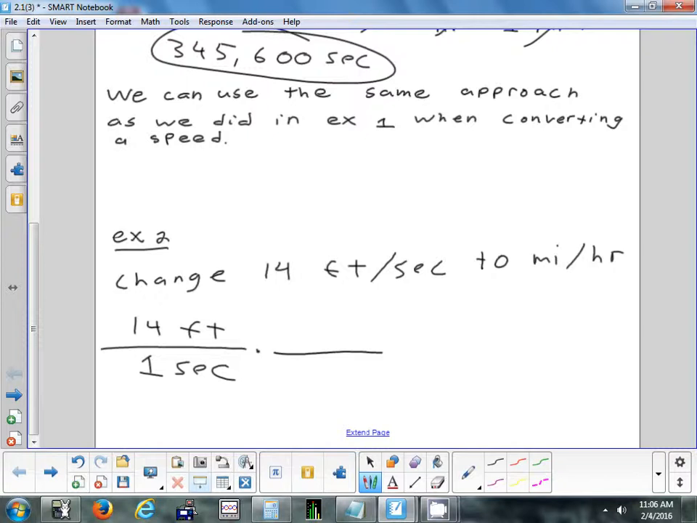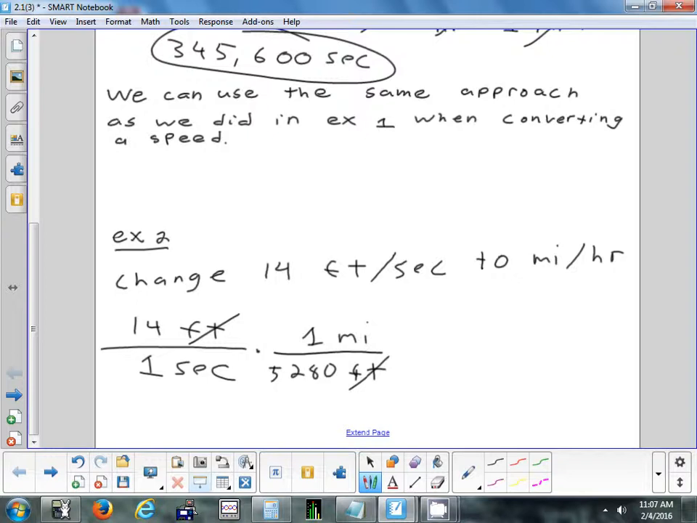What's the connection between feet and miles? 5,280 feet in 1 mile. Do you want feet in the top or in the bottom? Bottom, because we want to cancel it out. If you don't know that conversion, that might be one you want on your reference sheet. 5,280 feet in 1 mile. What are my units that I have now? Miles per second.